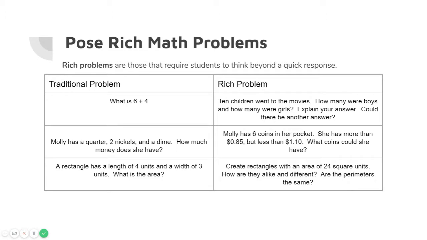Here are some examples of a traditional math problem compared to a rich math problem. Now, a rich problem is one that requires students to think beyond a quick response. So, what is 6 plus 4? There's one answer. There's one entry point. There's one quick answer that they can give you. But what about this? 10 children went to the movie. There are some boys and some girls. How many boys and girls are there?